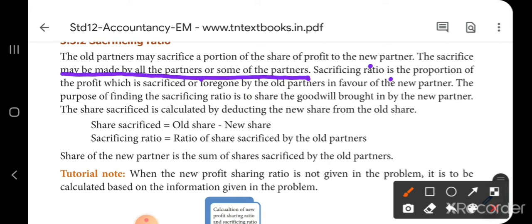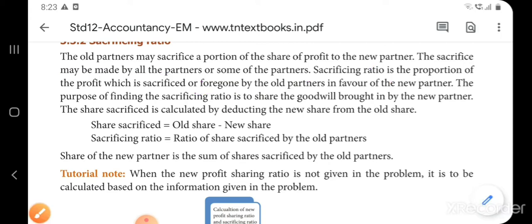Sacrificing ratio is the portion of profit which is sacrificed or forgone by the old partners in favor of the new partner. The purpose of finding the sacrificing ratio is to share the goodwill brought in by the new partner. The share sacrifice is calculated by deducting the new share from the old share.